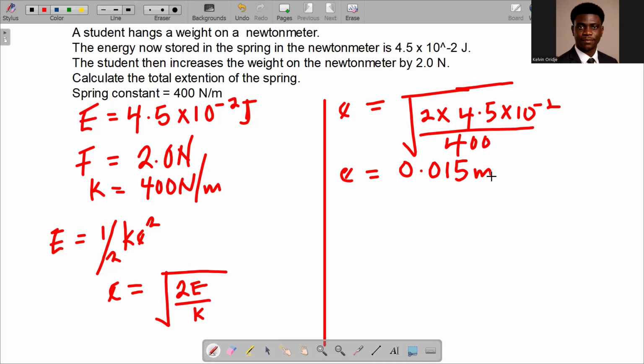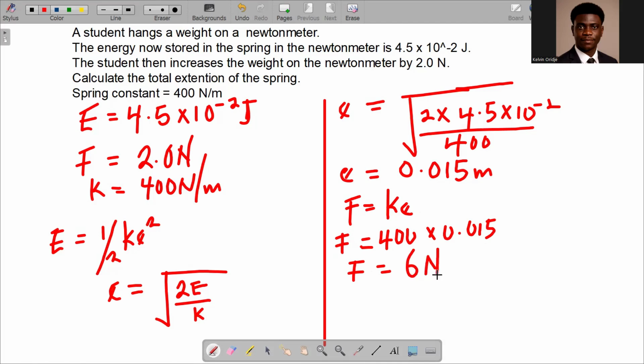The force, from Hooke's law, F is equal to ke. So from Hooke's law, the spring constant is 400, and the extension is 0.015. If you punch this in your calculator, 400 multiplied by 0.015, let me quickly do that on my calculator. Okay, 400 multiplied by 0.015 is 6. So this is the force that causes an extension of 0.015.